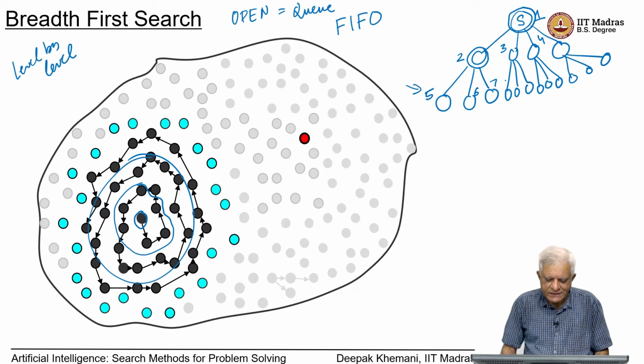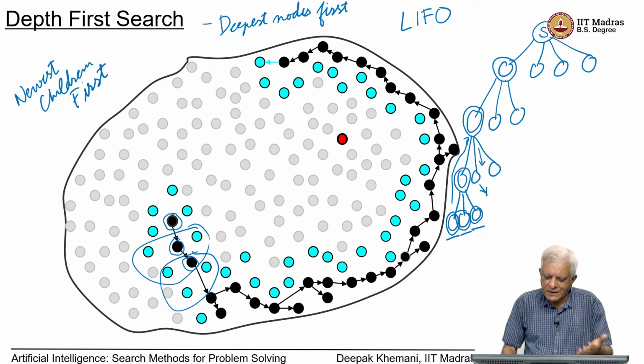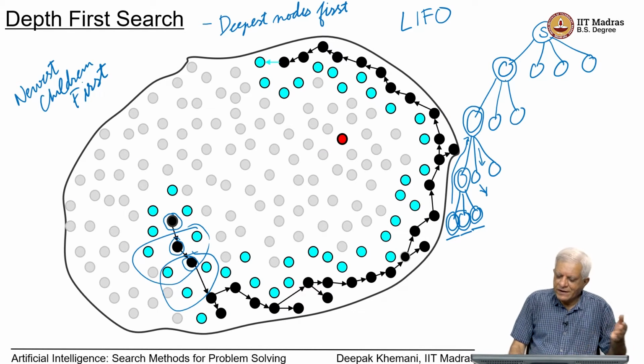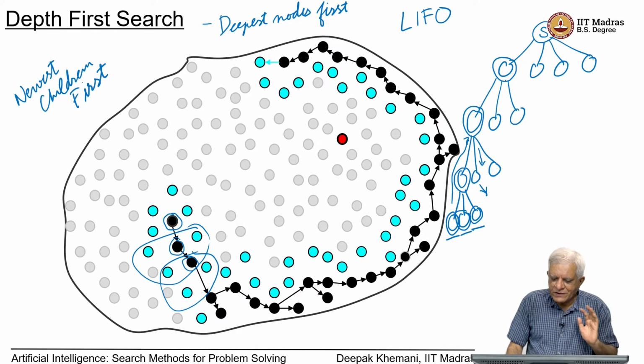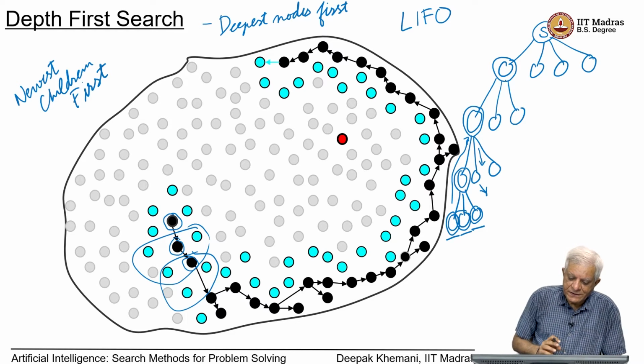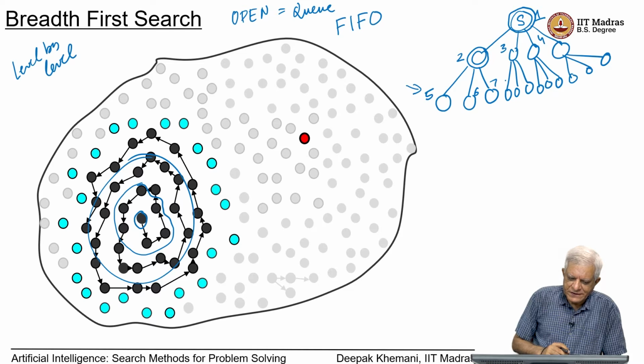And as you can see, this is in direct contrast to how depth first search looks. It goes down till it hits the boundary or the edge of the state space, then backtracks and keeps trying the newest children first essentially. So, these are the two search algorithms, and this is how their behavior is different.